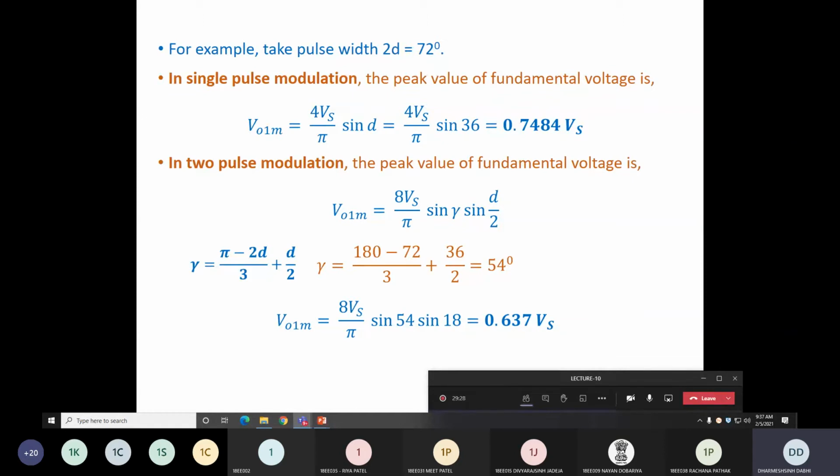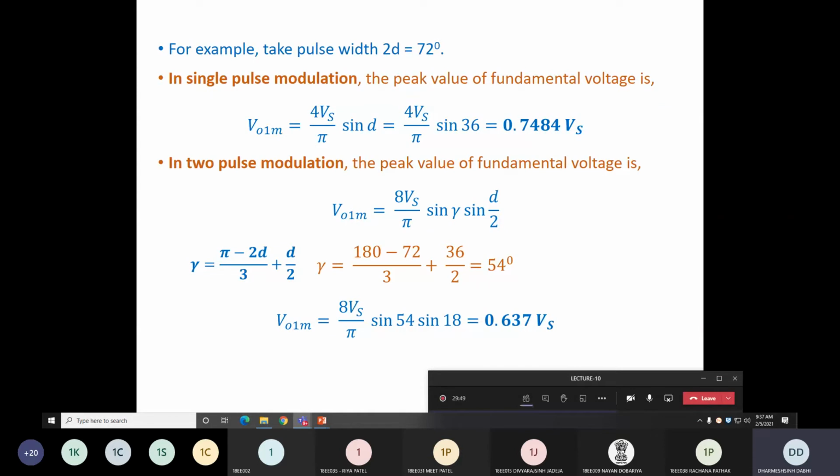All of you can understand. Efficiency is low because you get less output voltage. Ultimately, your power is less. So one conclusion from this, comparing these two techniques, single pulse and multiple pulse, is that the efficiency in the multiple pulse with modulation is less as compared to the single pulse with modulation technique.